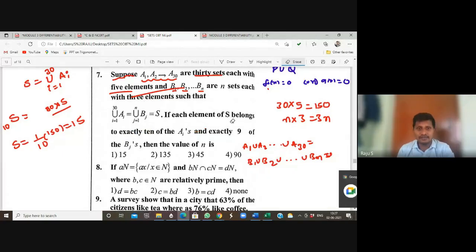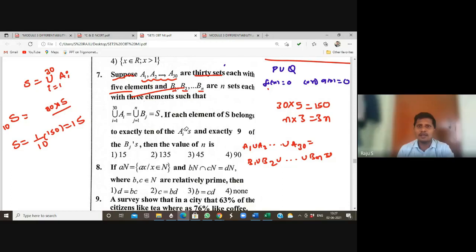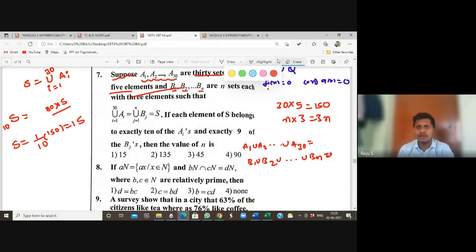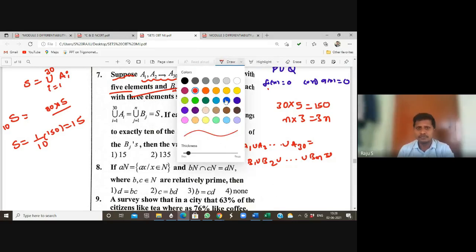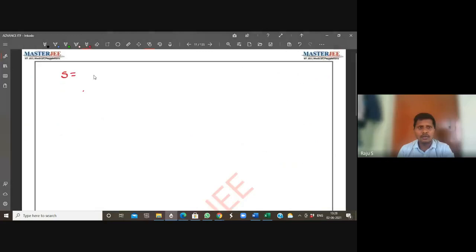Each element of S belongs to exactly 10 of the Ai. Exactly 10 of the Ai, so it is actually 1 by 10. So we have to take 1 by 10 of A1 plus 1 by 10 of A2, like that we have to take.